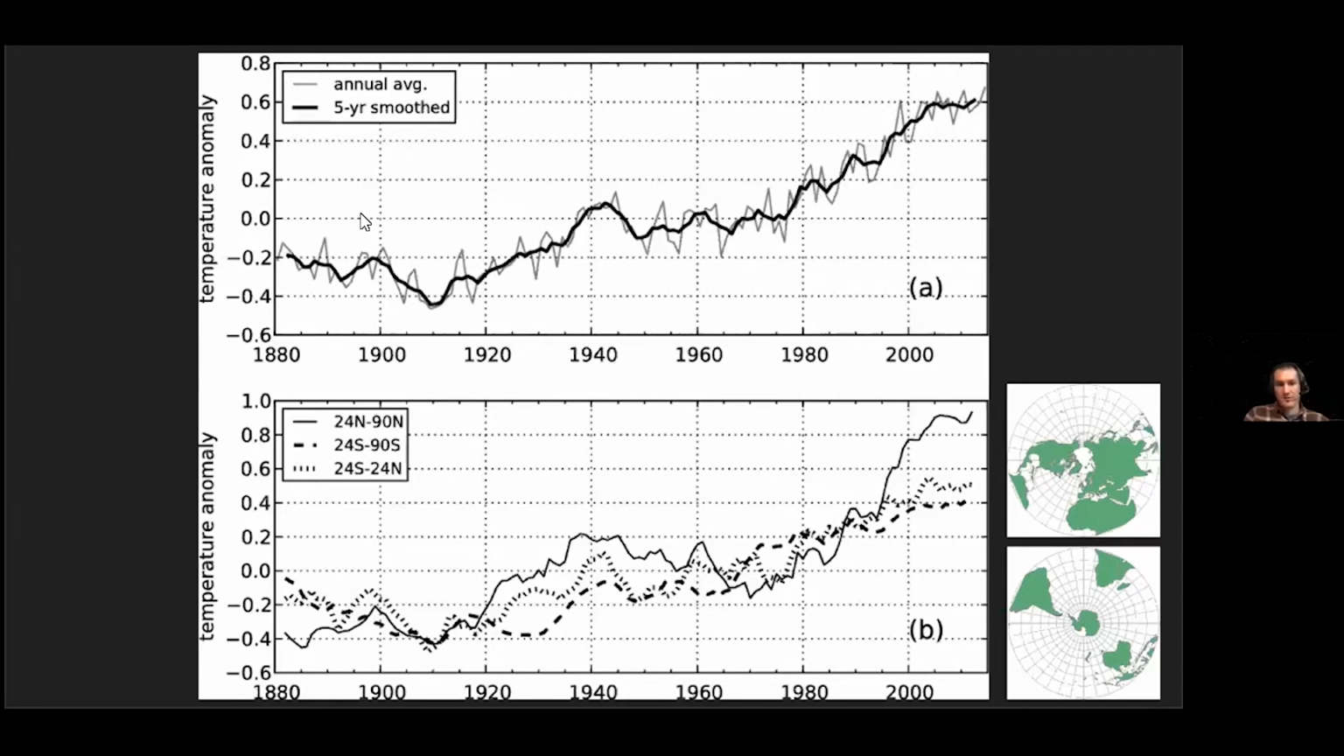You can see that temperature decreased from about 1880 until about 1910. Global trends then increased from about 1910 to 1940. They reached a plateau from 1940 to about 1970. And then we've been on an increasing trend again since the 1970s. Overall trend since 1880, you can see, has been on the increase.